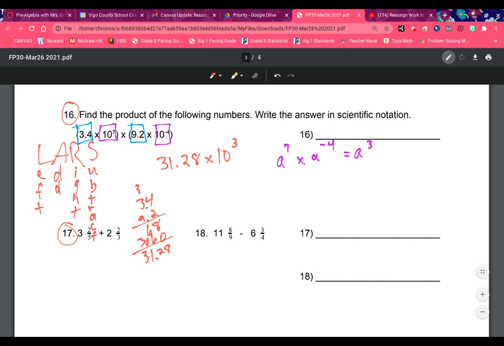So you might think, oh, this is my final answer, I'm done. Well, not so fast, because remember, scientific notation requires us to only have one number in front of the decimal. So we actually need to move this guy one spot to the left. And this is where LARS comes in handy. So left add, right subtract. So if we go left one spot, we have to add 1 to our exponent, because it goes from 31 to 3. So we need to make this 10 one time higher, because 3 times 10 would give us 30. So then this would be 3.128 times 10 to the 4th.